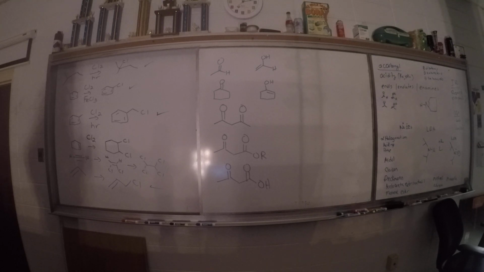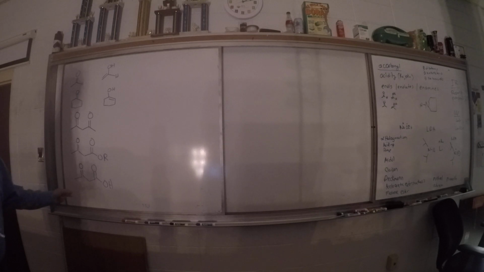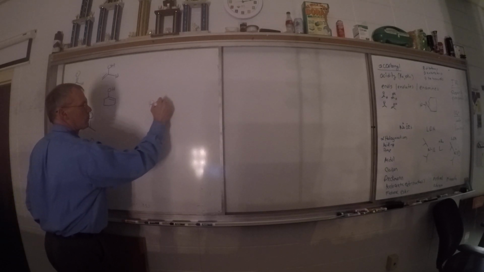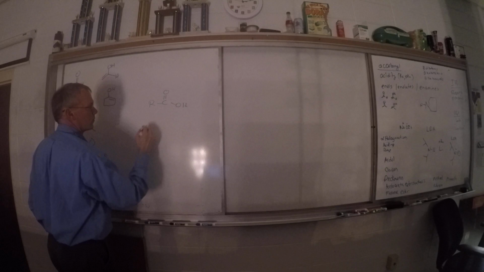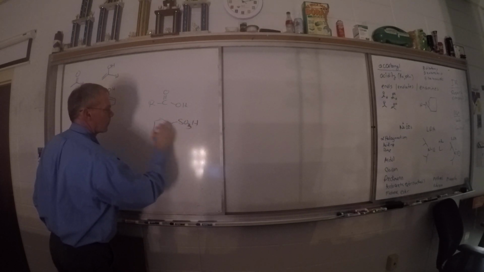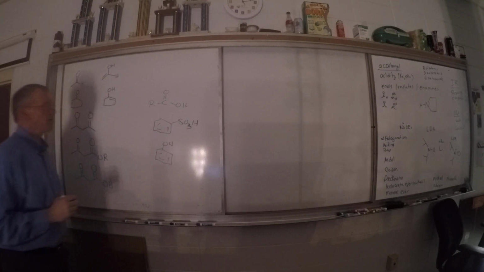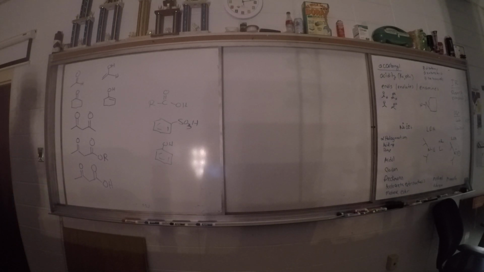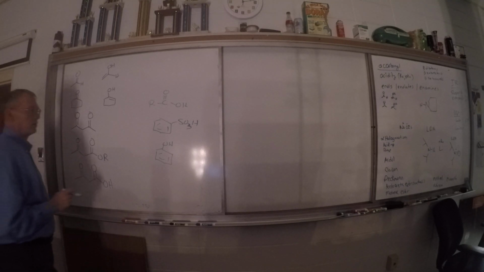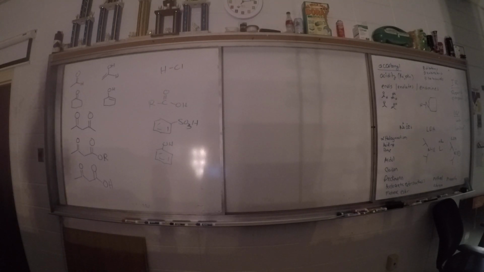So organic molecules that are acidic would include carboxylic acids, sulfonic acids, and phenols. Those are by far and away our most acidic functional groups. And of course, none of those are as acidic as mineral acids like hydrochloric acid, sulfuric acid, or nitric acid.